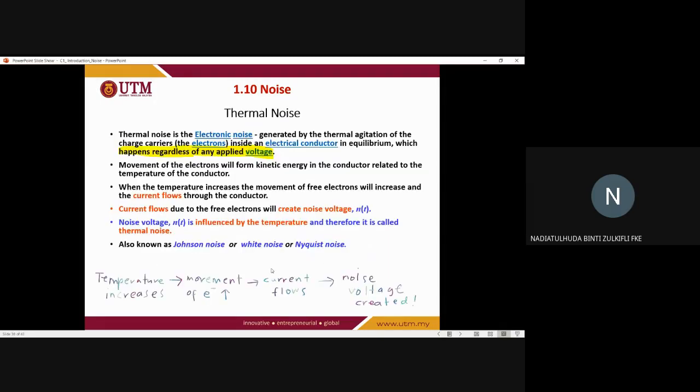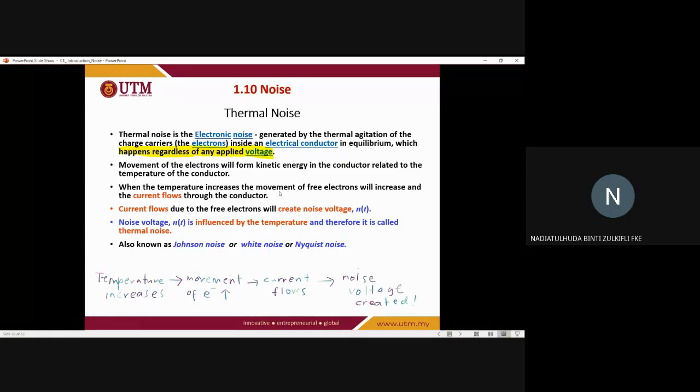All right. So the type of noise that we want to focus on for this course is thermal noise. Just concentrate on thermal noise. Like I said in our previous slide, it's generated by thermal agitation of the charge carriers inside the electrical conductor in equilibrium, and it happens regardless of any applied voltage. Basically, as the temperature increases, this leads to increasing movements of the electrons, which forms kinetic energy inside the conductor due to the increased temperature.